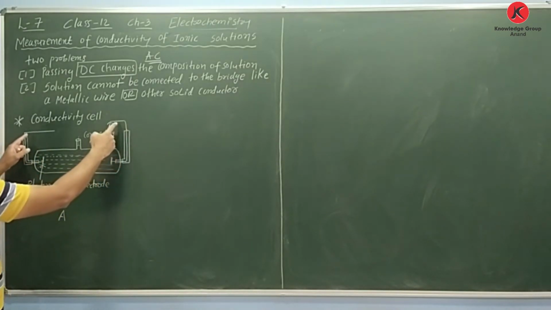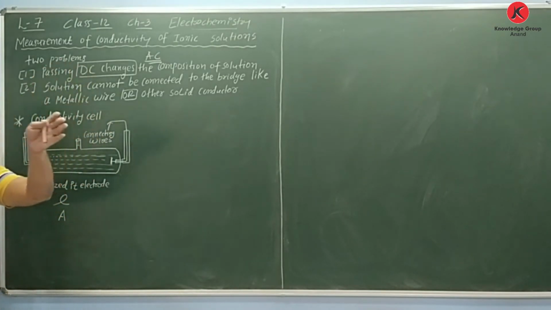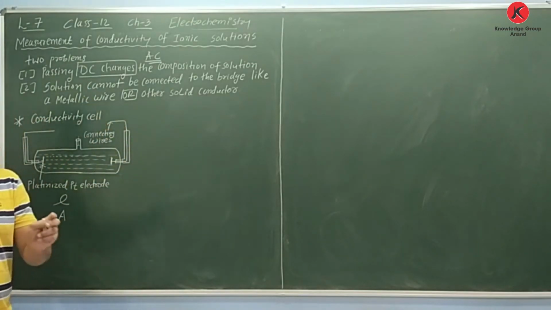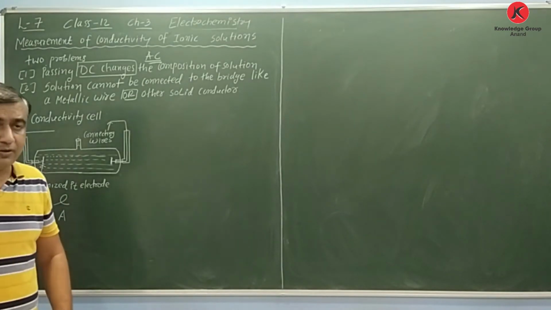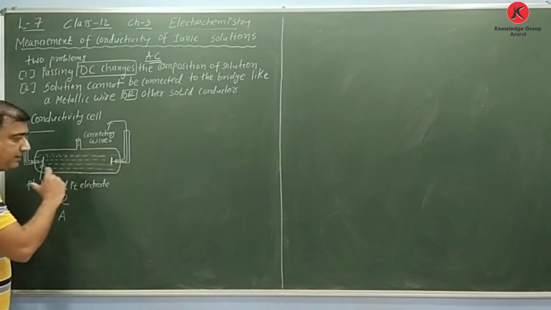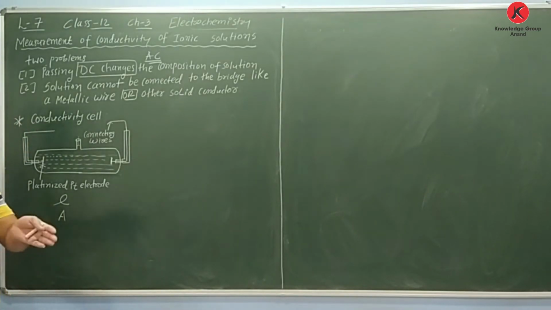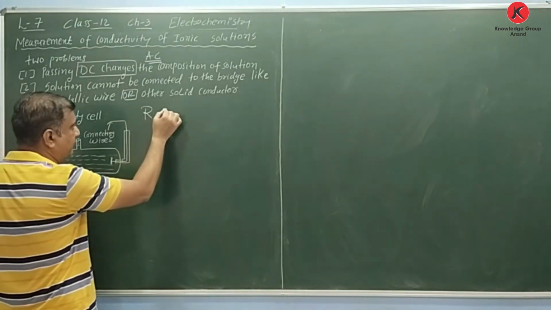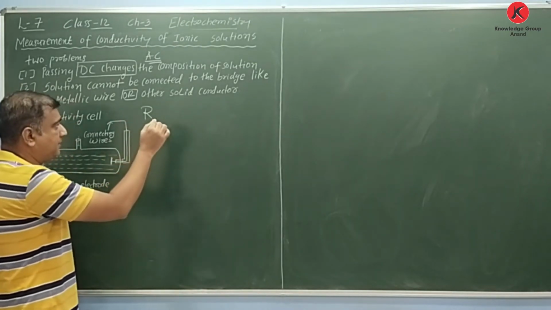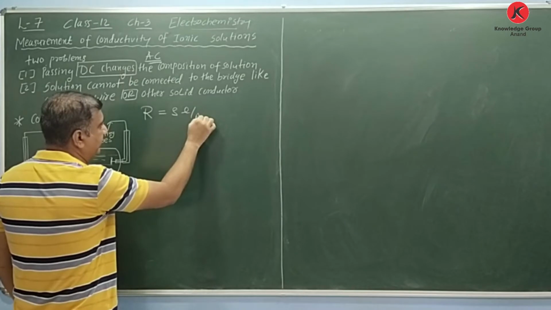Now this is connected from here by wire. This will be the connecting wire, so from that we can connect this conductivity cell with a bridge. When the ionic solution is kept in a conductivity cell, we can say the resistance of the ionic solution is R. We know very well R is proportional to L and inversely proportional to A. That means R equals rho L by A.